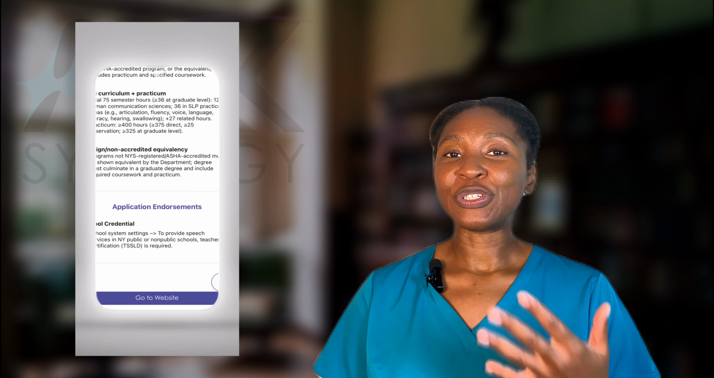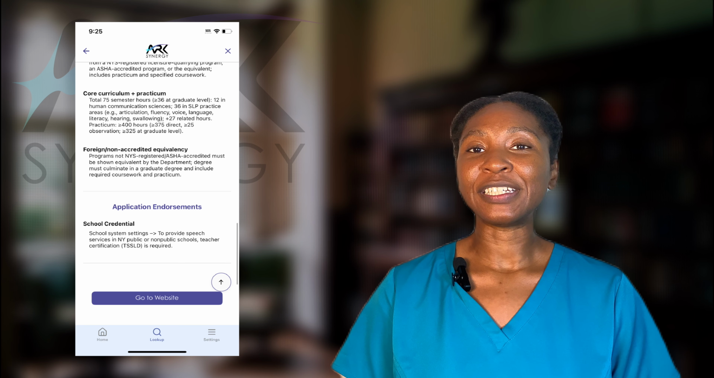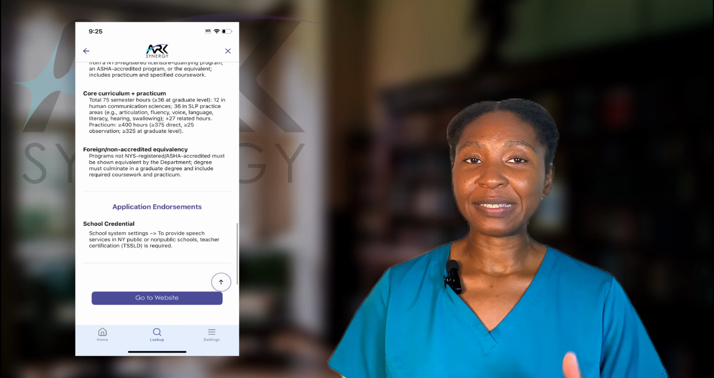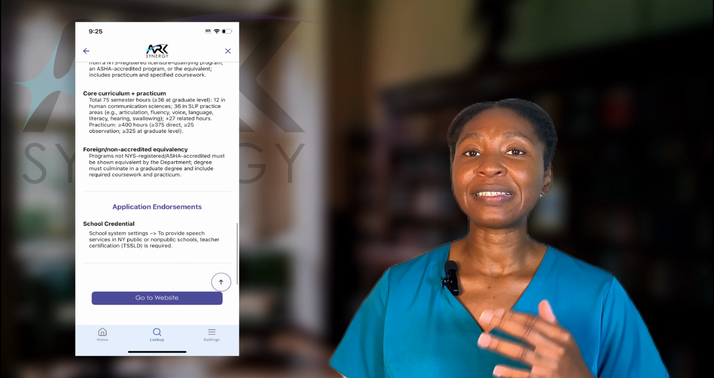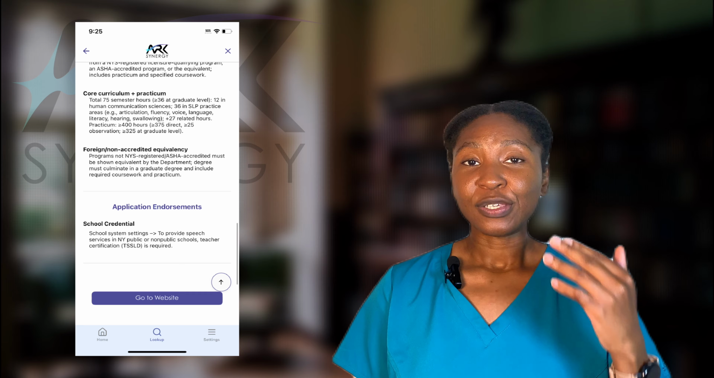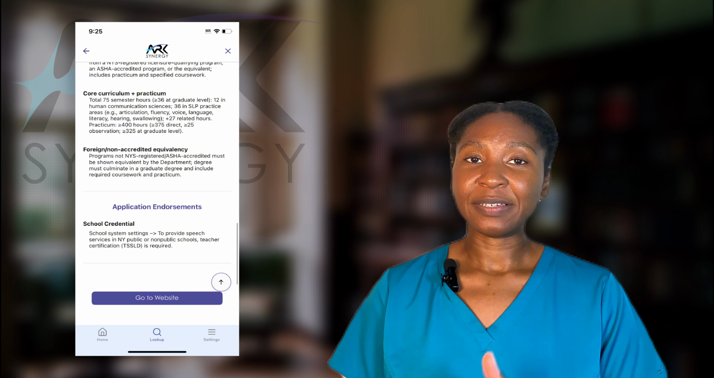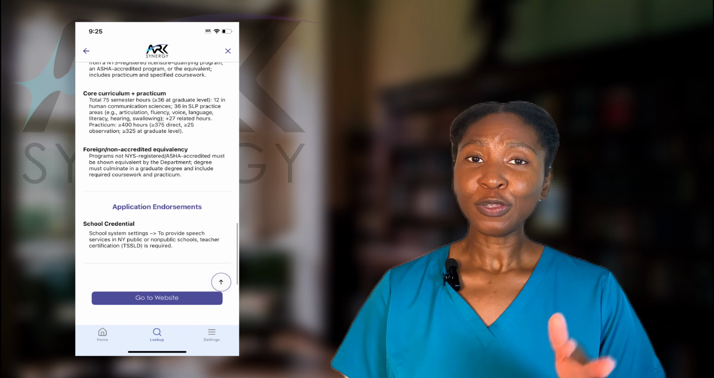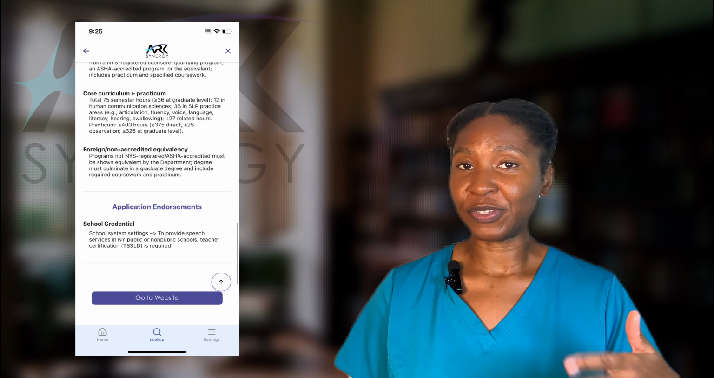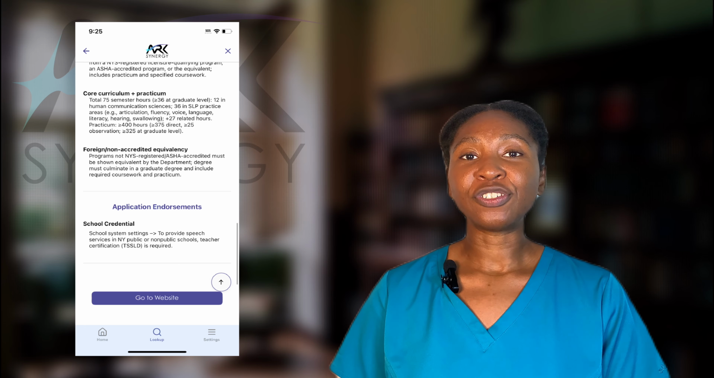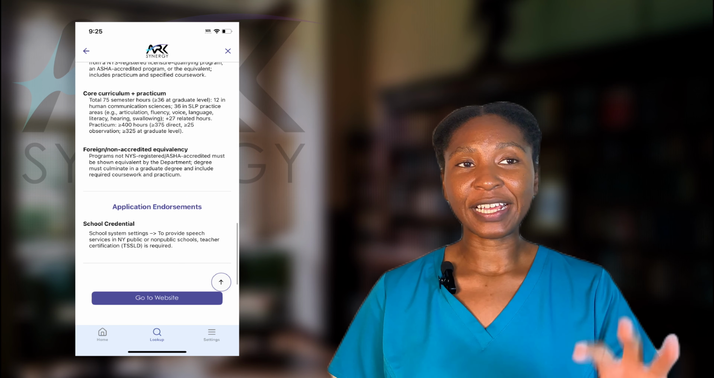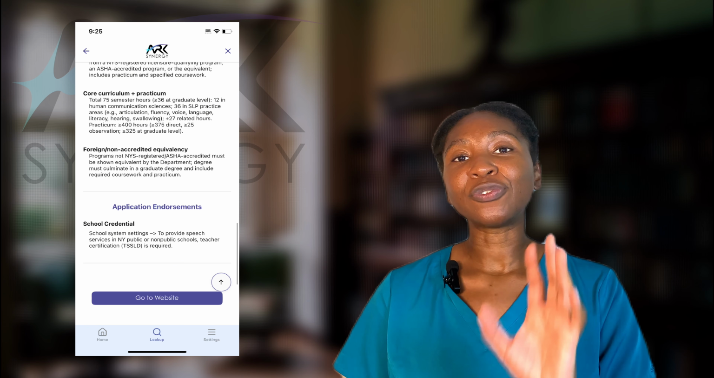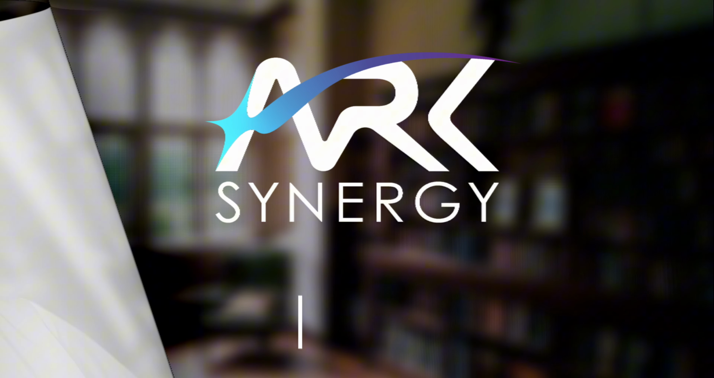If you plan to work in New York public or non-public schools, basically if you plan to work with kids, a Teacher of Students with Speech and Language Disabilities credential, or TSSLD, is required. That is completed separately and is typically after your CF is completed. You'll need to apply for that. School certification is distinct from the state license. And in Arc Synergy, you will find all the steps and the fees to apply for the certification directly on its own, so you can go over all the requirements.